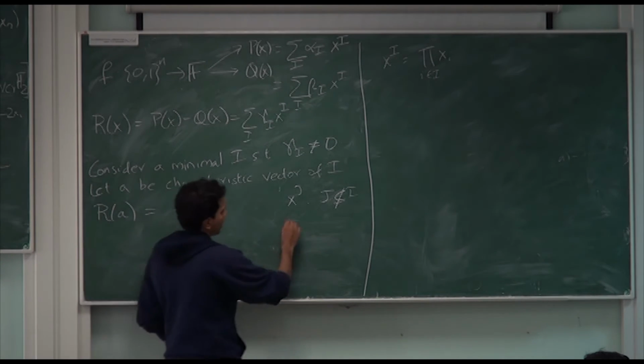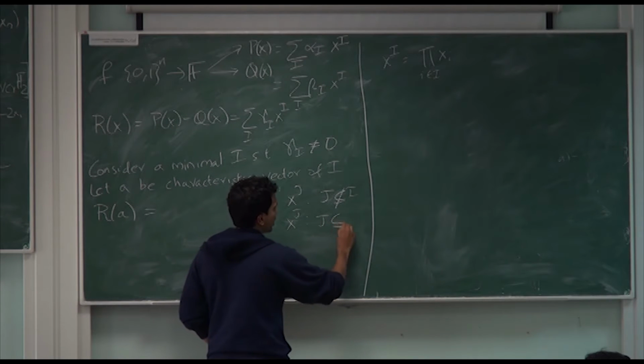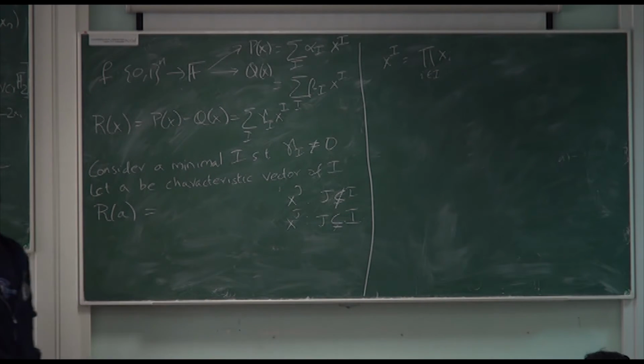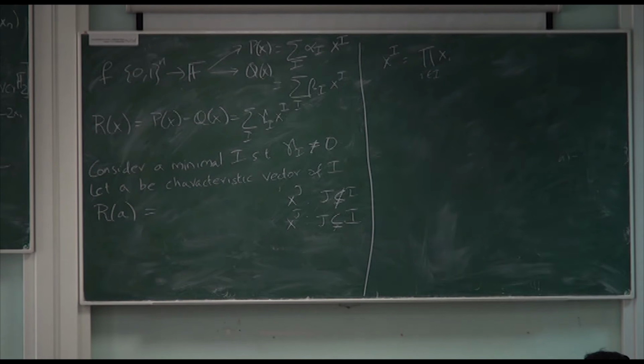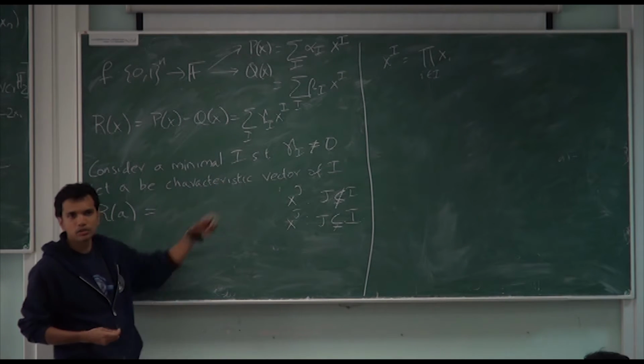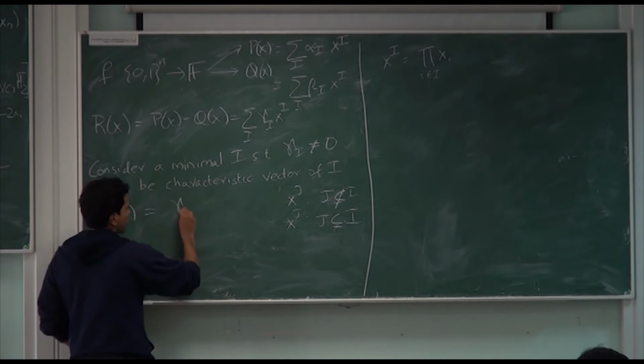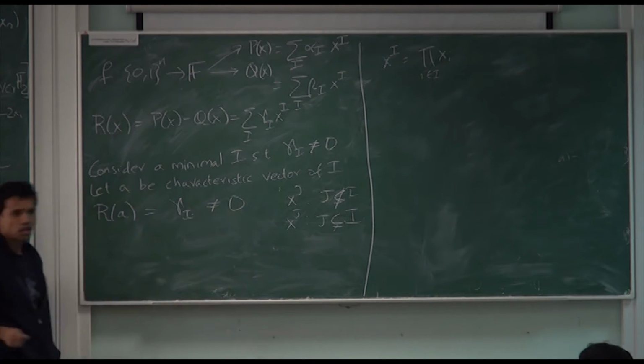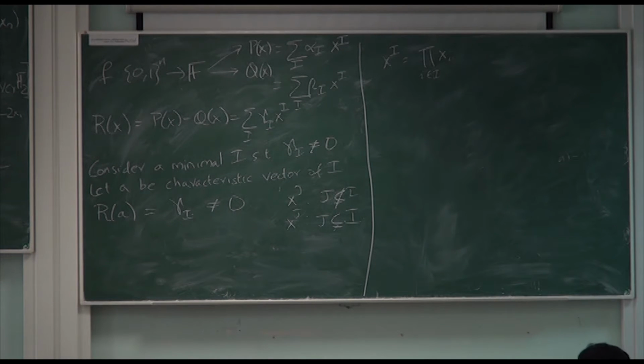On the other hand, take any monomial J where J is strictly contained in I. Well, for all such monomials, by definition, the coefficient is 0. So these monomials don't contribute anything. Okay. So the only monomial that contributes at all is exactly the monomial I. So what that means is that R of A is exactly gamma I. Okay. So what we've concluded is that every non-zero multilinear polynomial does not vanish at some point of the hypercube. Okay. Which in other words implies that every function defined on the hypercube has a unique multilinear expansion.